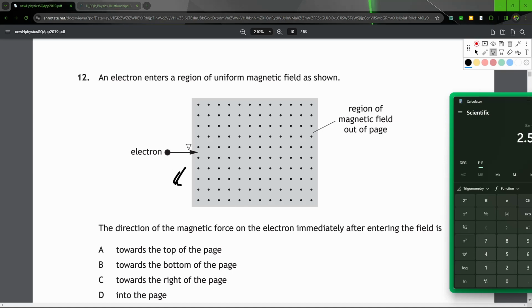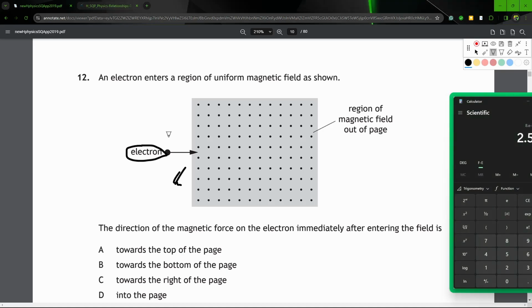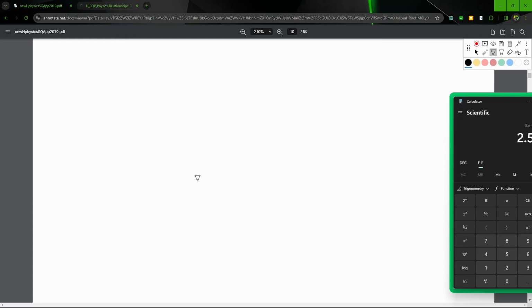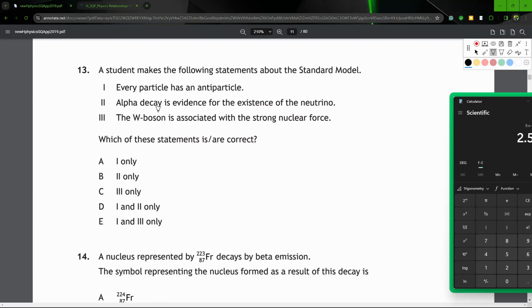What you do here, it's an electron, so we actually want to use the left-hand rule, or you can use the right-hand rule and do the opposite. The field's coming towards you, so your thumb will be facing towards your face. Your middle finger would be where the electron's going, the charge, and then movement is your index finger. So if you hold your hand up in front of you, it must be going towards the top of the page, i.e. A.